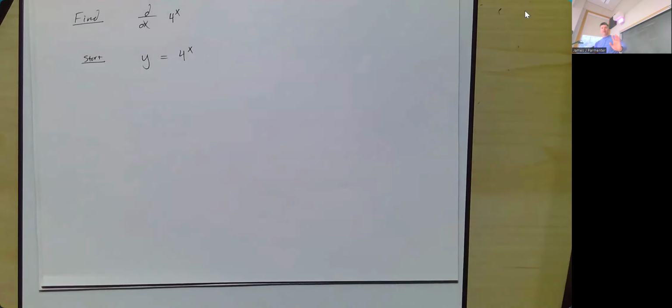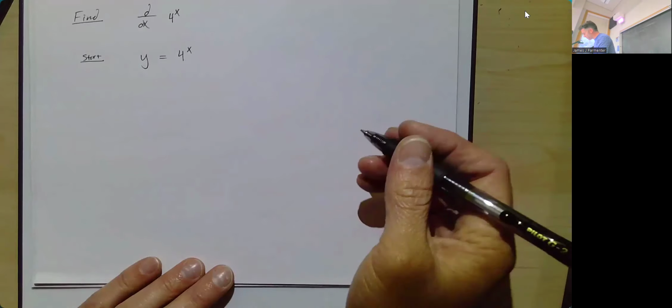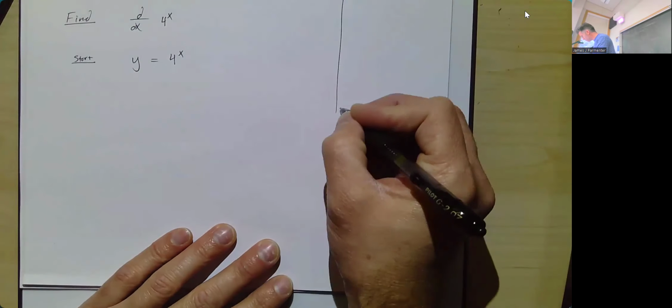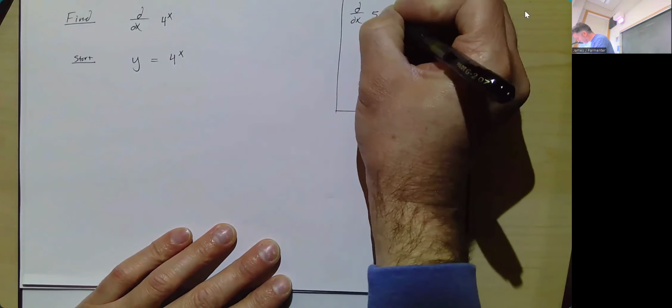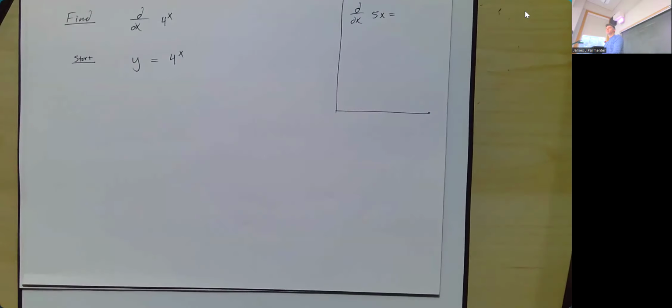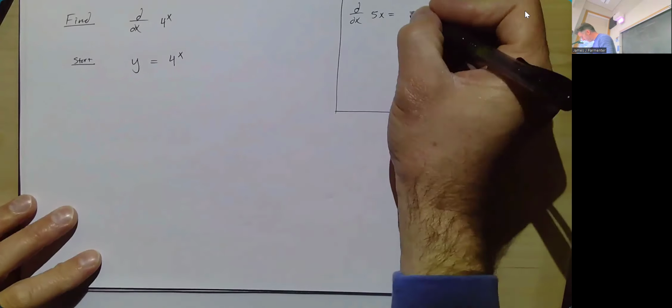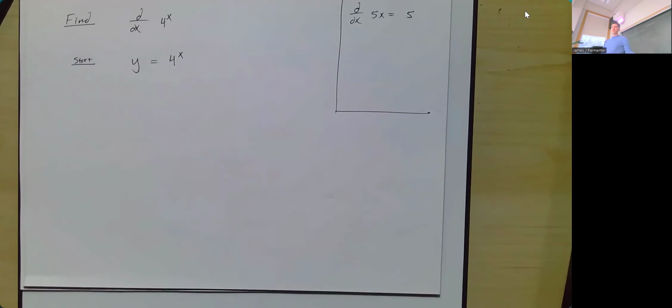There's something I want to make sure everyone's okay with, so just trust me. What's the derivative of 5 times x? It's not a trick question. That's exactly what you think it is. It's 5. Because 5 is a constant and the derivative of x is just 1.